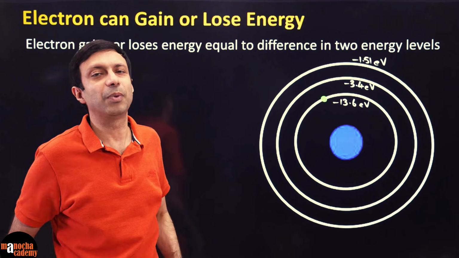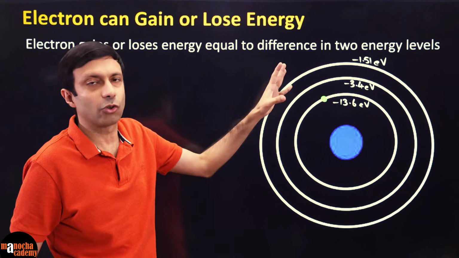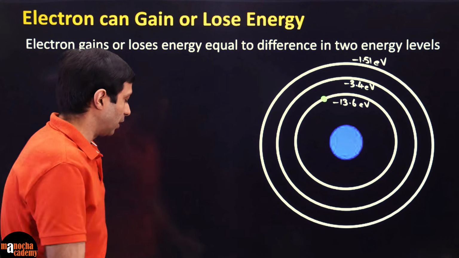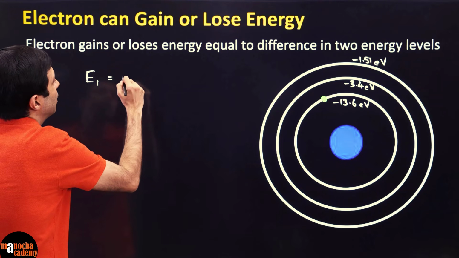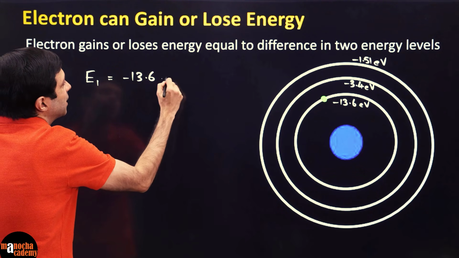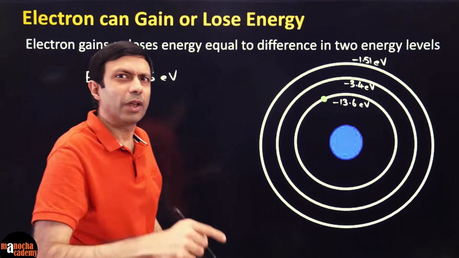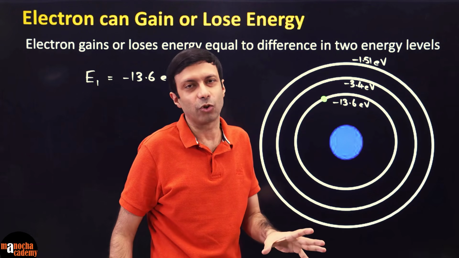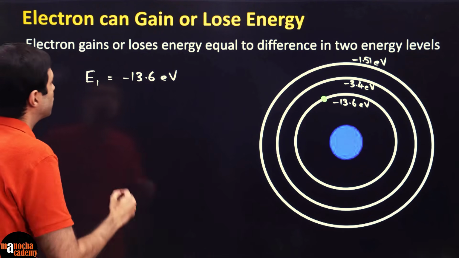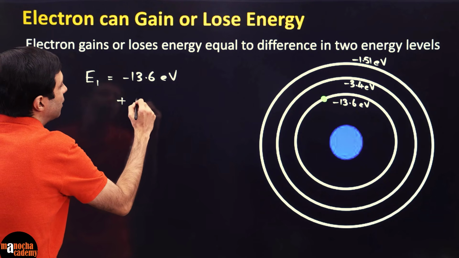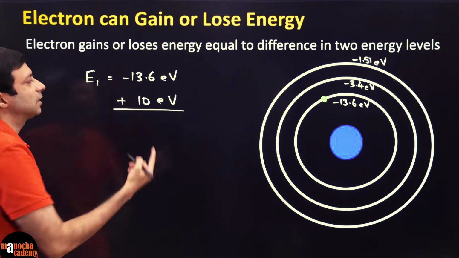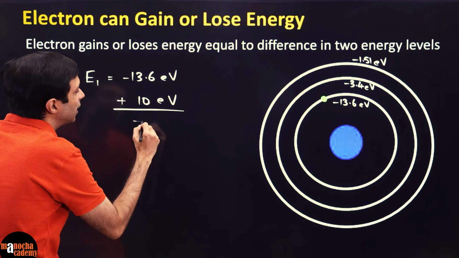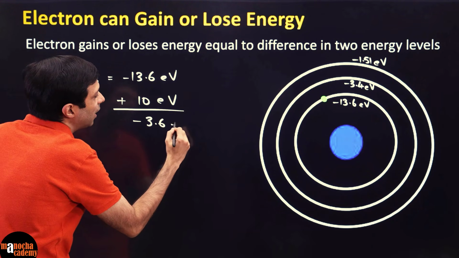So let's take an example. Let's say you give it 10 electron volt of energy, okay? So the current energy of the electron, energy in the first shell, is minus 13.6 electron volts. And you give it an extra 10 electron volt of energy. So what will be its final energy? If you add 10 electron volts over here, what will you get? Minus 13.6 plus 10. So that is minus 3.6 electron volt.